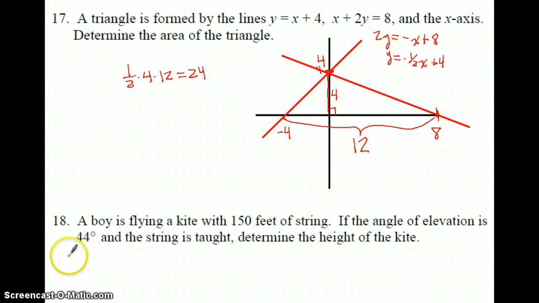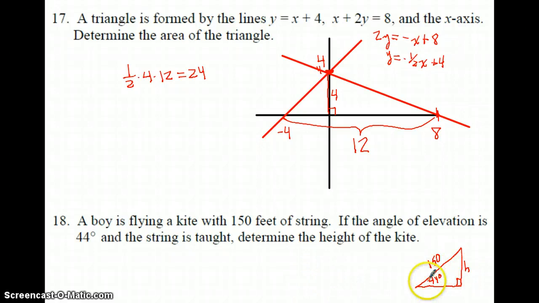Not a big deal. A boy's flying a kite with 150 feet of string. Didn't leave myself enough space to draw this. The string is the distance from the boy to the kite, like the hypotenuse, and you can assume the kite's straight up. That's where you draw the angle of elevation. Angle of elevation or depression is always to the horizontal. The question is, what's this?